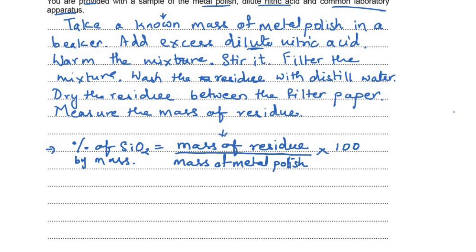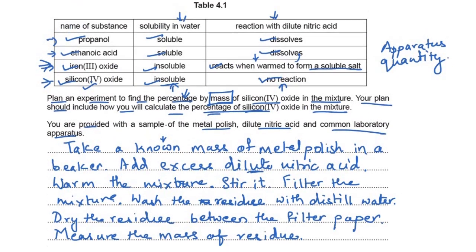We should specify the name of the apparatus. If required, specify the capacity or the volume of the apparatus. If the formula is needed, write the formula also, because that's also going to give you marks. Formula is needed as it's also written in the question. You can see here it's written in the question that include how will you calculate the percentage of silicon 4 oxide in the mixture. So how are you going to calculate? With the help of the formula. So specify the formula also. That is also very important.